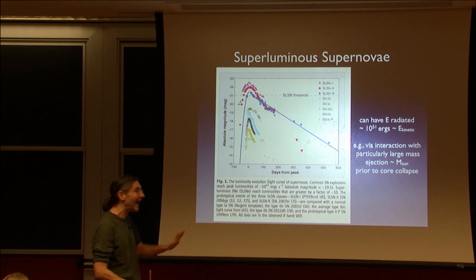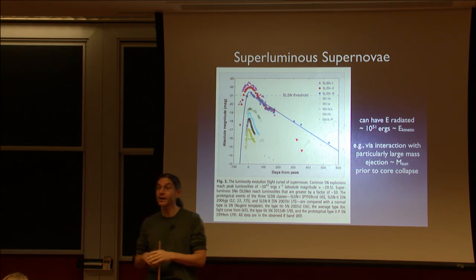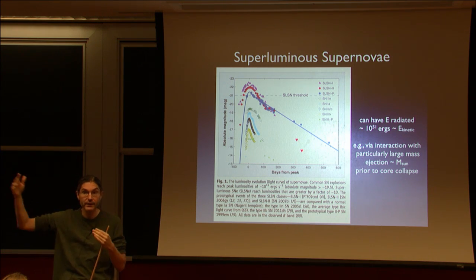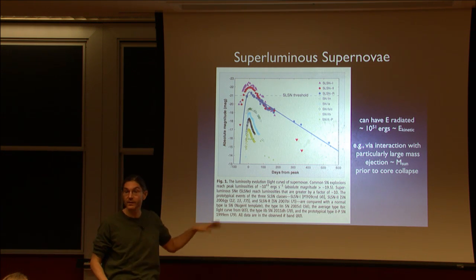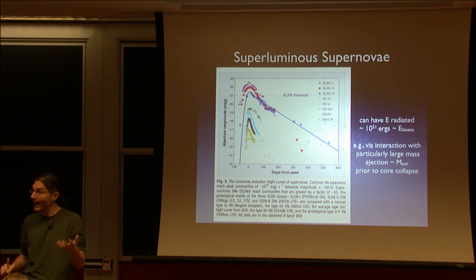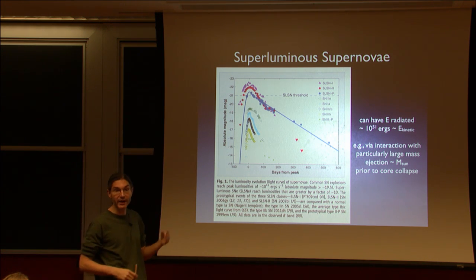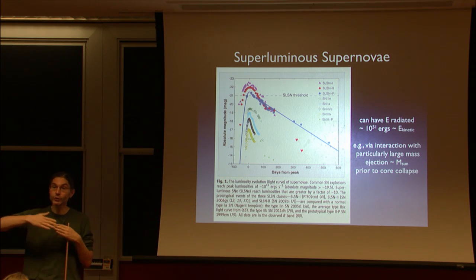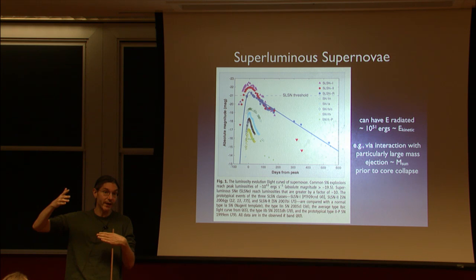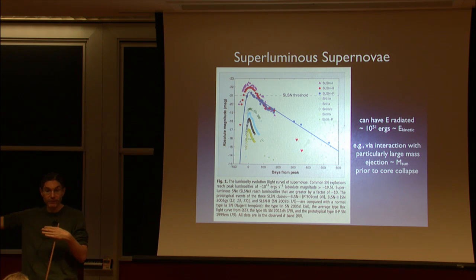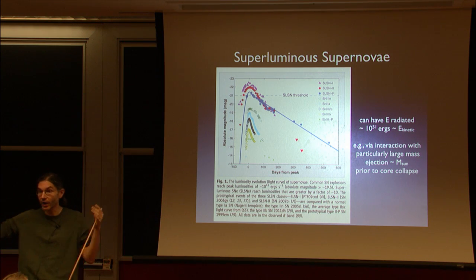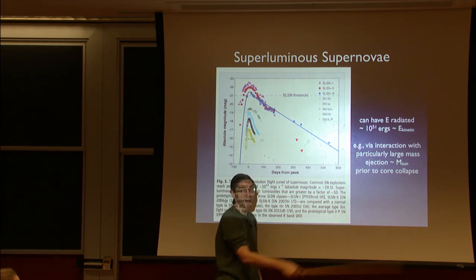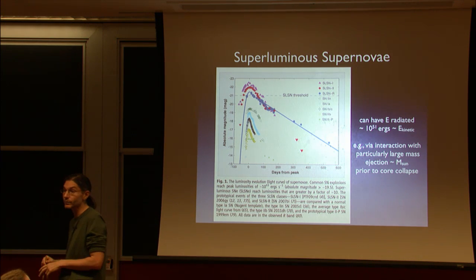So one class of these, you see these narrow lines indicative of a slower wind. And one class of these is believed to be powered by circumstellar interaction, where the supernova shock is running into a particularly large amount of material. And so you shock and actually decelerate substantially the supernova shock in this vicinity of 100 or 1,000 AU. So you tap into a large fraction of the kinetic energy to power the supernova emission.